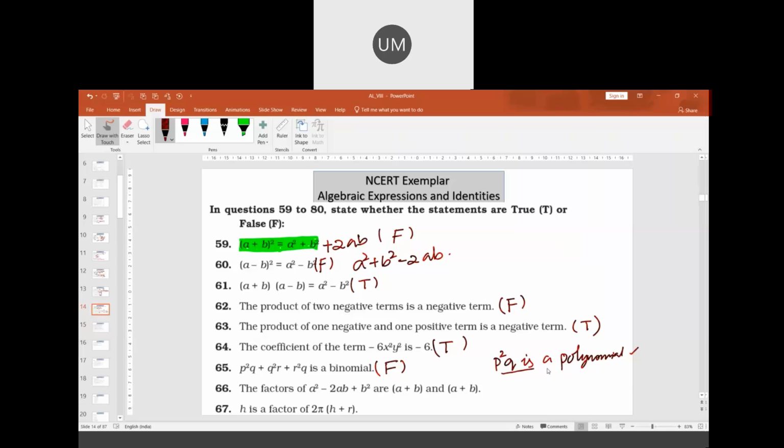Uday, in class 9th you will learn this as a polynomial having one term. Okay, sir. 66th. False, sir, because it should be a minus b into a minus b. a square plus b square plus 2ab is equal to a minus b whole square. It should be minus 2ab. In 65th, if there are two terms, then also it will be called a polynomial, sir.